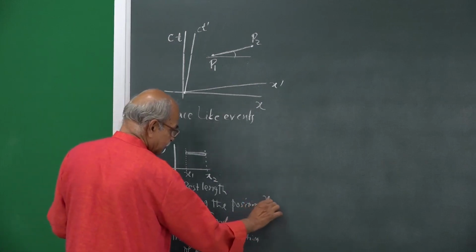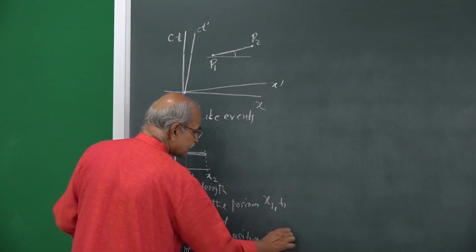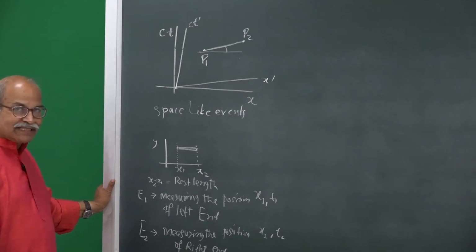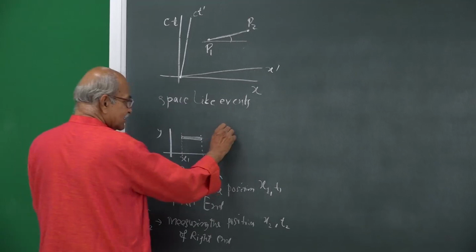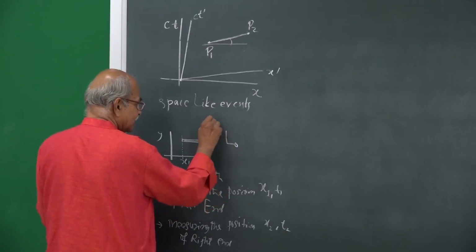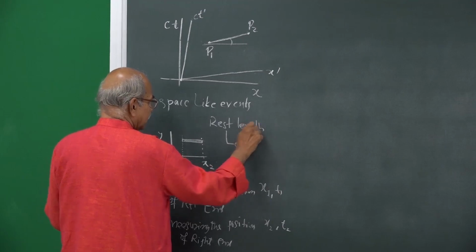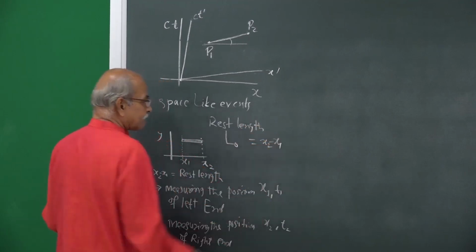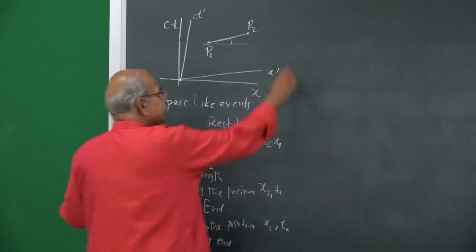This is x1 at time t1, this is x2 at time t2. Whatever t1, t2, x2 minus x1 is the same, that is the rest length. Okay. So, rest length L naught is this x2 minus x1.